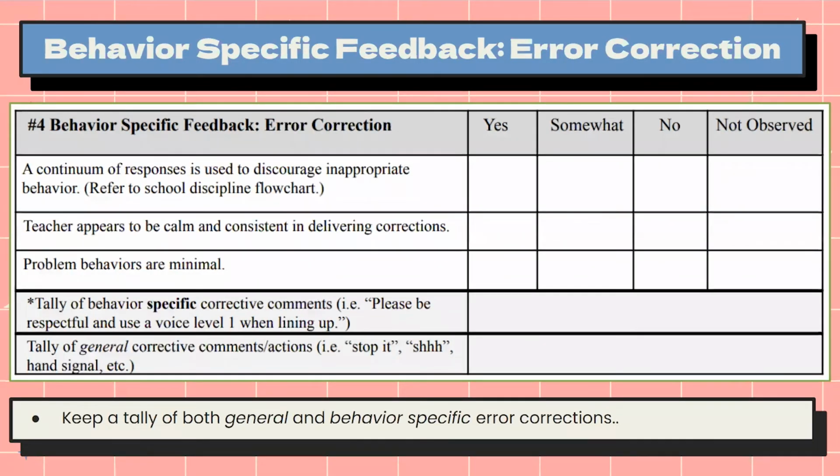Scoring behavior-specific feedback for error correction is very similar to acknowledgement. We want to keep a running total of general and behavior-specific error corrections. So as you hear behavior-specific and general error corrections, make sure to mark a tally for each. We also want to consider if there is a continuum of responses being used to discourage inappropriate behavior. For example, does the teacher use proximity to discourage unwanted behavior?